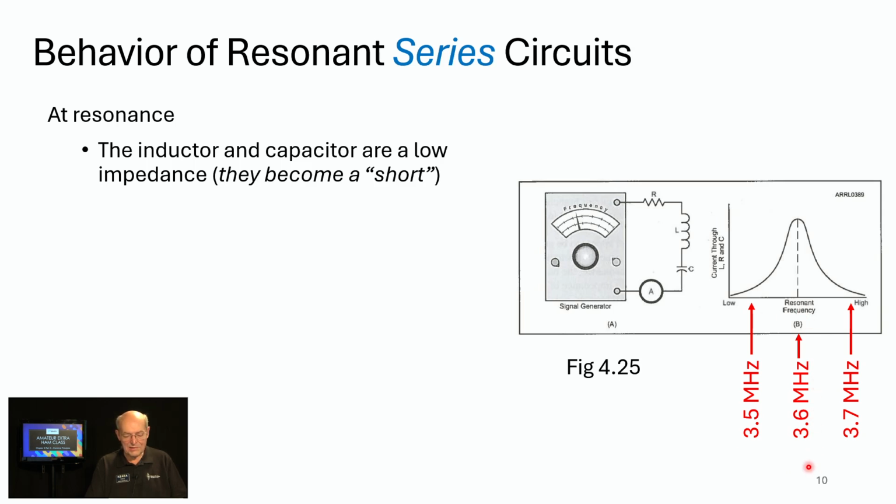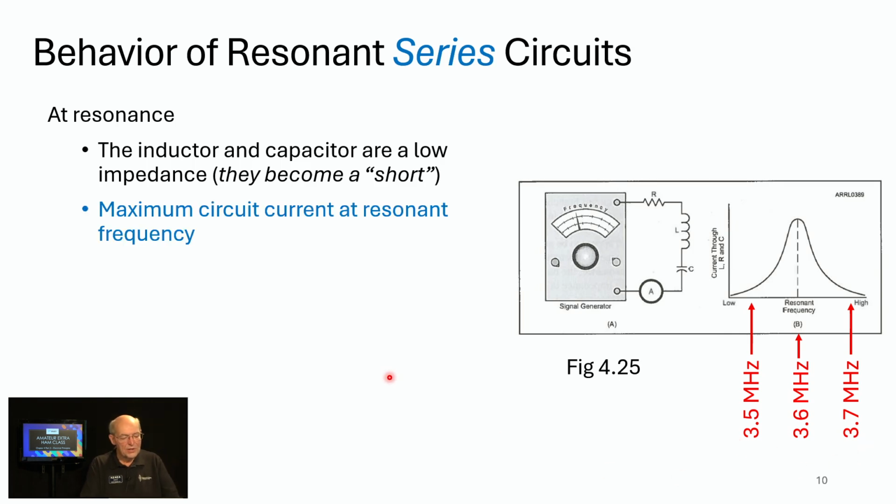I threw some random numbers in here. At resonance, I picked 3.6 megahertz, and then I went above resonance and below resonance. And you can see that the signal is way, way down when you're off frequency. So that's the reason that you want those parts in there. When you're tuning your radio, you want to hear this one, but neither of these.